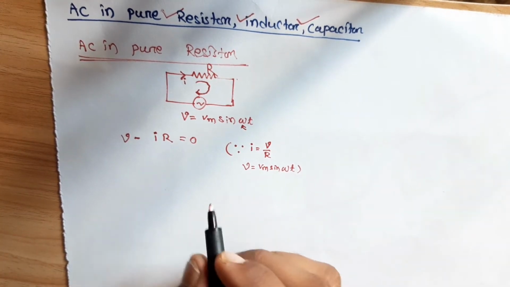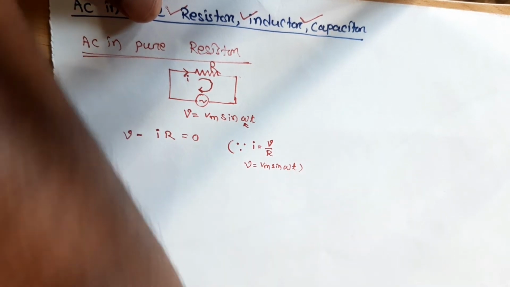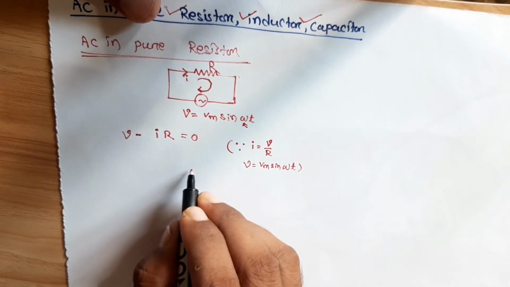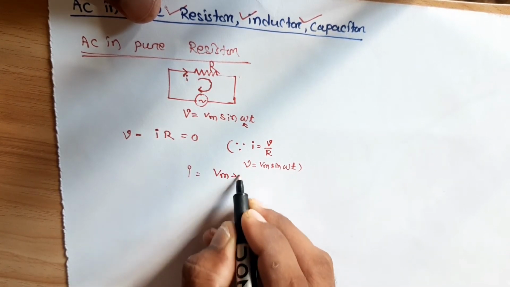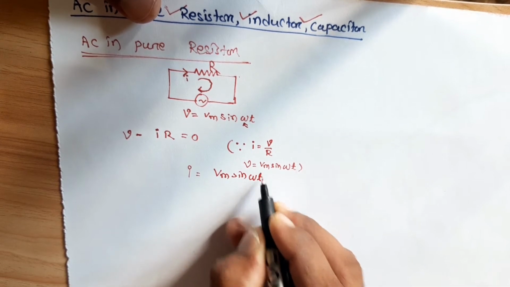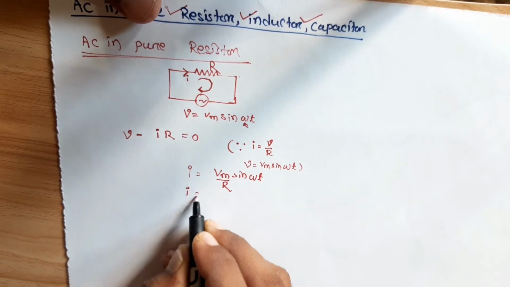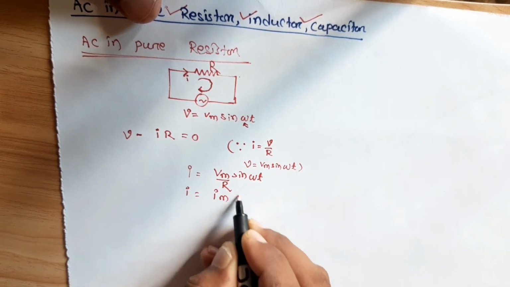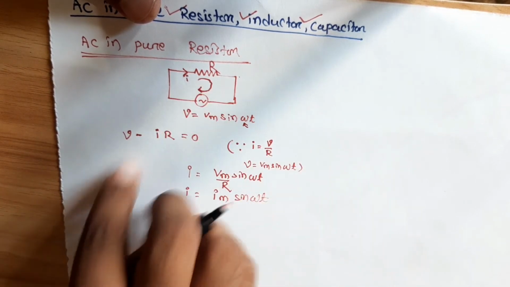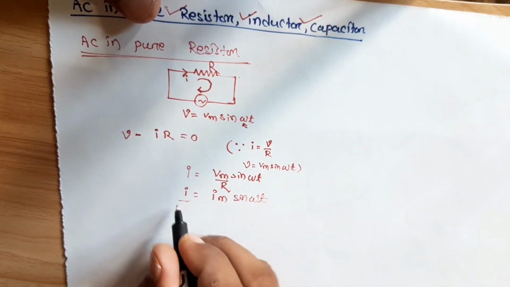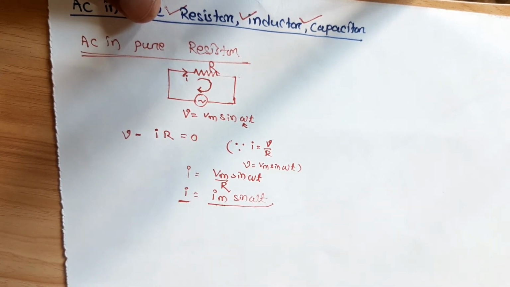So when you get this, I equals Vm sin omega t by R. Then this I equals Im sin omega t in case of AC. Here the instantaneous value of I is equal to this much.